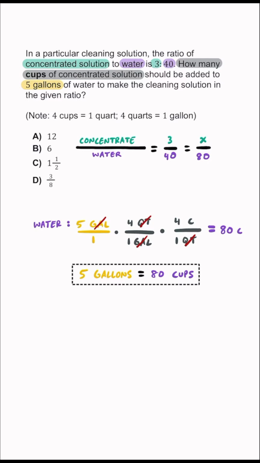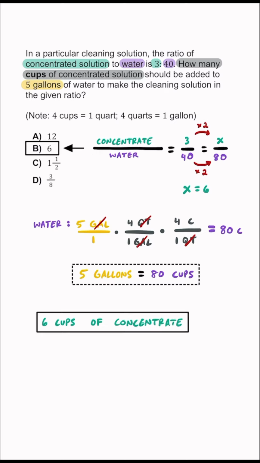So if we're keeping this ratio the same or solving this proportion, you could use cross products, but I think it's a little faster. Just notice that we're actually just doubling these values to get the same ratio, just doubling the amounts. So on top here, we're going to see that 3 times 2 is 6. So we can see here that x would be equal to 6. And so we should go with answer choice B.